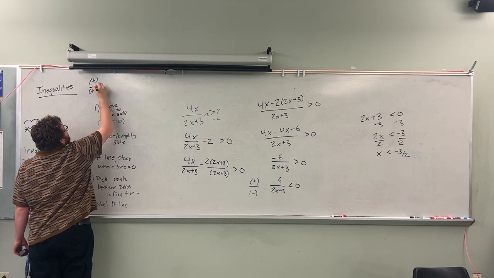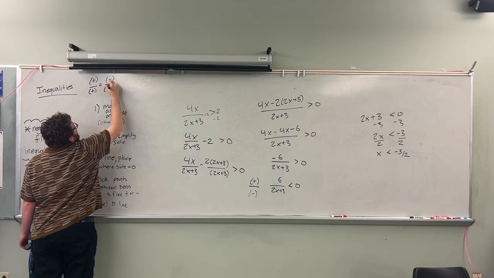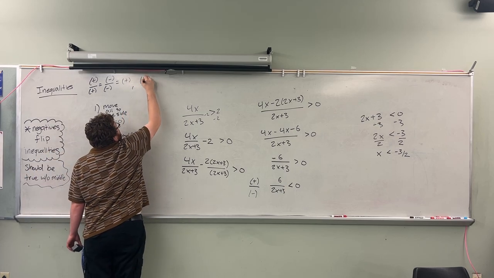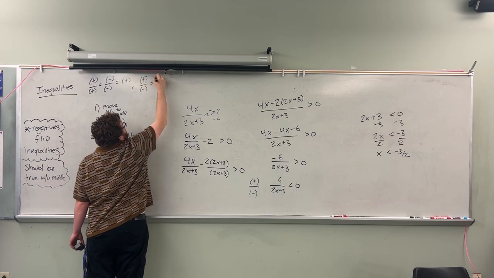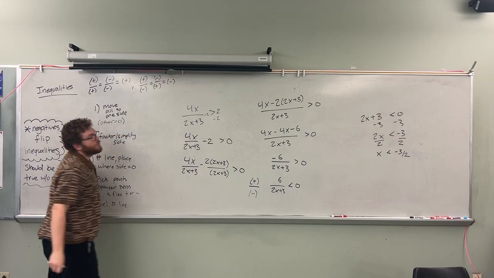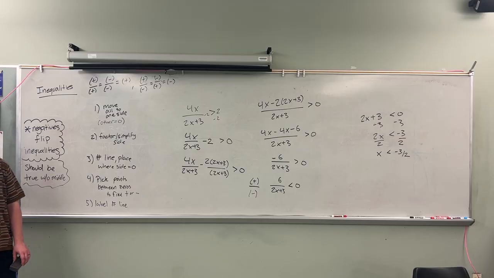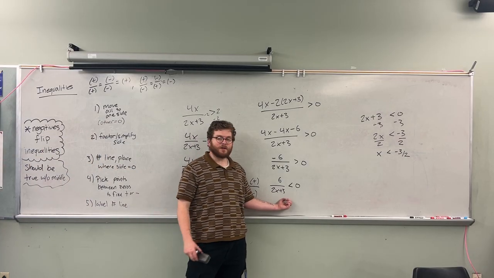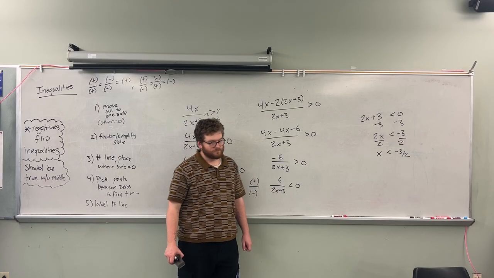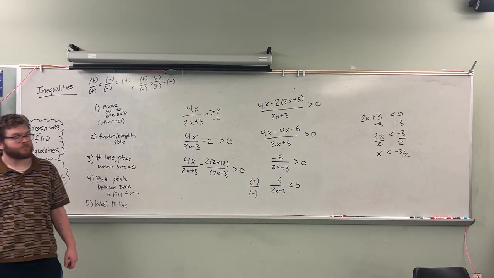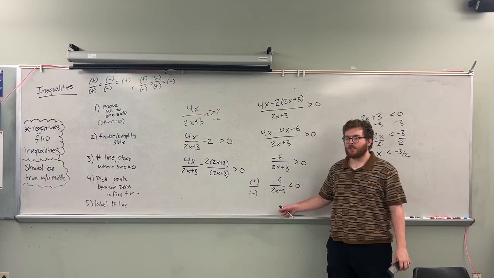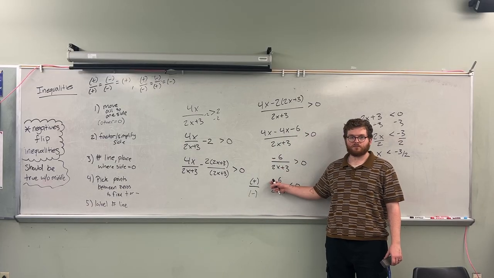Plus over plus equals plus, minus over minus equals plus, and plus over minus equals minus, minus over plus equals minus. Those are the four possible cases we have. So if instead I asked where this is greater than 0, I'd be asking where this bottom part is positive. With a fraction, I can either have plus on plus, plus on minus, minus on plus, minus on minus.